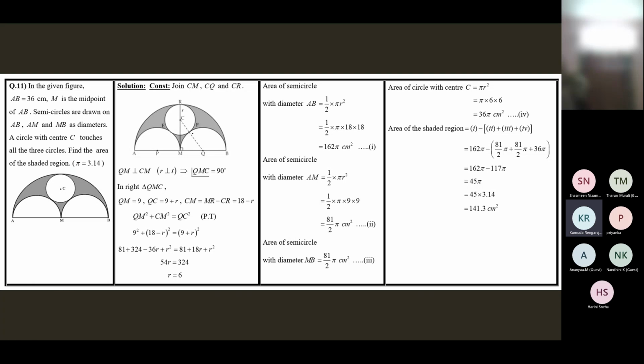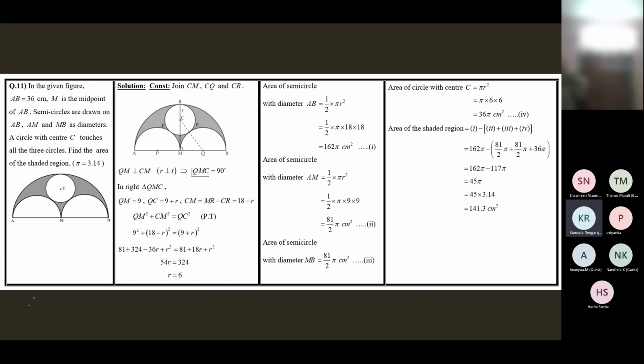Okay, so join CM, and CQ. I've taken those points P and Q. So join CQ and join CR. So what is this point R?